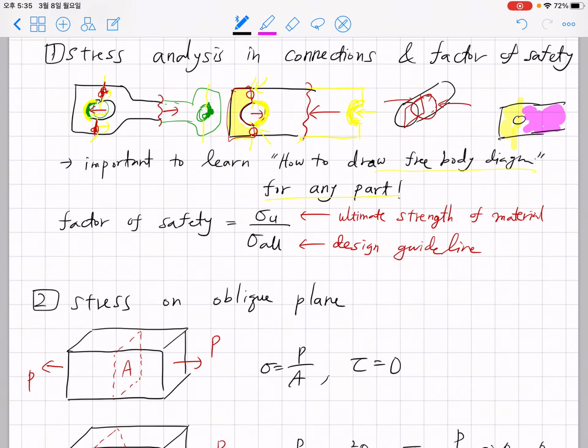In addition to this stress analysis in connections, we have also discussed the factor of safety concept. Even though we use the concept factor of safety, it's nothing.